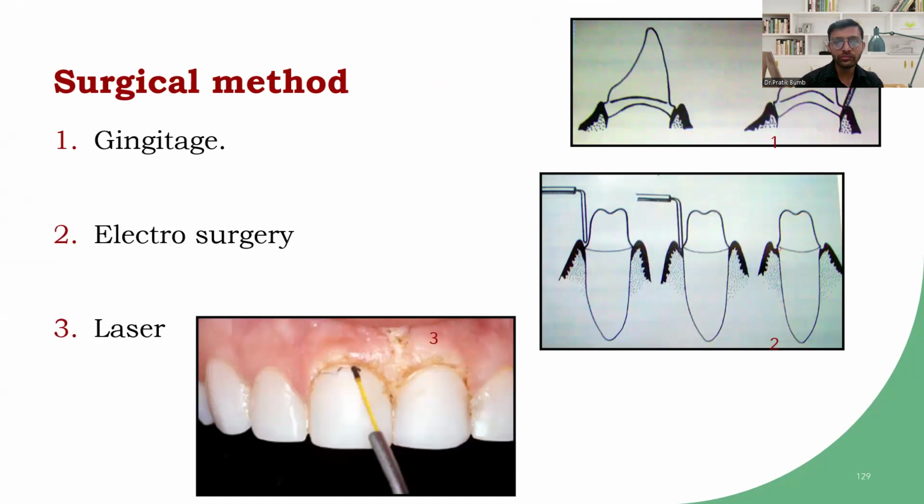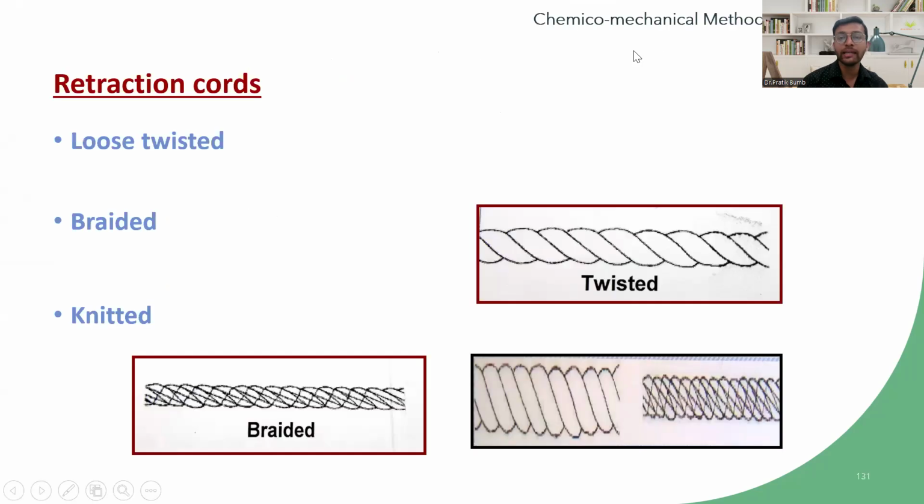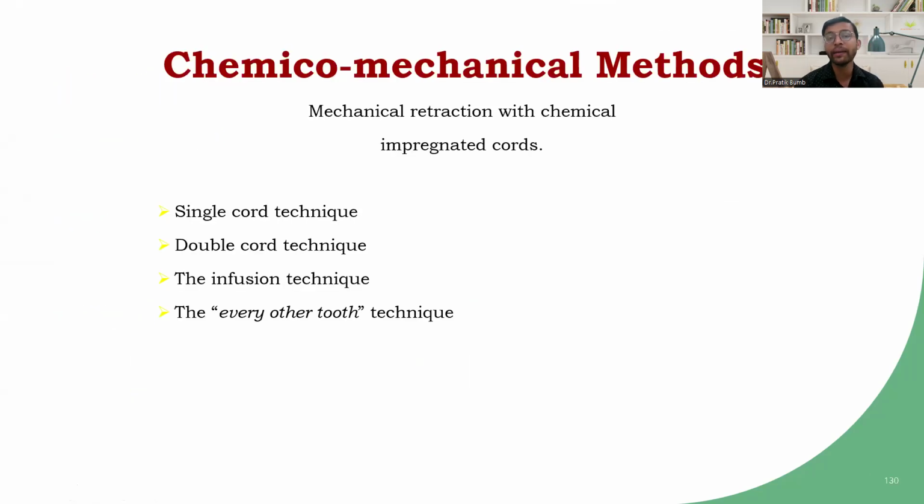So gingitage is basically using the electrocautery to nick off the marginal gingiva. And in lasers also, what we do is we remove the marginal gingiva to make sure that the prepared margin is exposed to the naked eye. So chemico-mechanical methods include mechanical retraction with chemical impregnated cord.